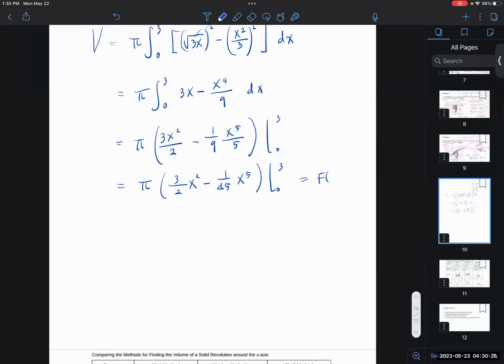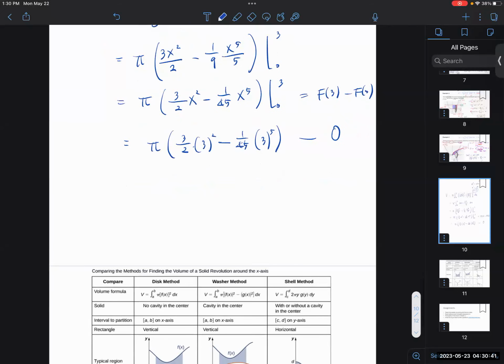So now plug in 3 minus 0. So pi times 3 over 2 times 3 squared, minus 1 over 45 times 3 to the 5th, and the rest of it is 0. Once you calculate it, 9 times 3, 27 over 2, minus 243 over 45, times pi. If you don't like it, you can change it to decimal, but it's going to be around 81 over 10 pi. Check with the calculator.